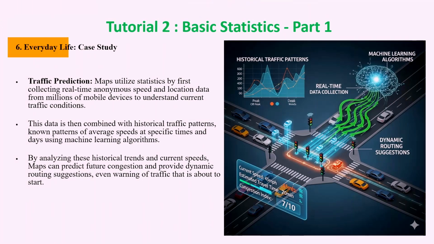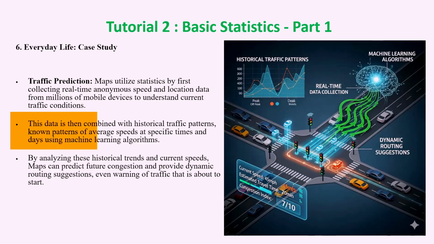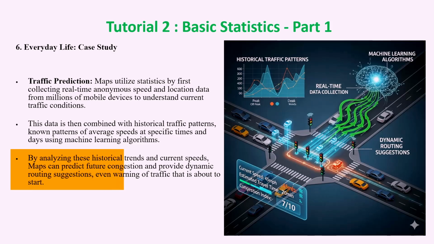Now, let us see a case study about traffic prediction. Maps utilize statistics by first collecting real-time anonymous speed and location data from millions of mobile devices to understand current traffic conditions. This data is then combined with historical traffic patterns, known patterns of average speeds at specific times and days, using machine learning algorithms. By analyzing these historical trends and current speeds, maps can predict future congestion and provide dynamic routing suggestions, even warning of traffic that is about to start.